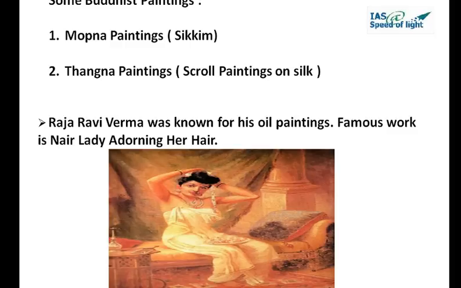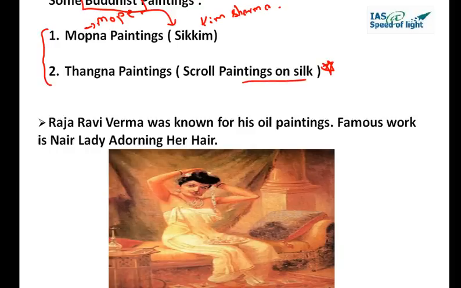Some Buddhist paintings. The first one is Mopa painting. For Mopa, we get Mop. Related with Sikkim. Sikkim is Kim Sharma. And Buddhist painting. Anything related with Buddhism, Jainism, anyway, becomes very important for UPSC. And the second one is Thangka paintings. These are the scroll paintings on silk. So very important. It's a form of silk painting, and it's a scroll painting. It means if you draw something on silk and you're not using it, you can scroll it back, and whenever you need it again, you can roll it out. So Thangka paintings are the scroll paintings on silk.